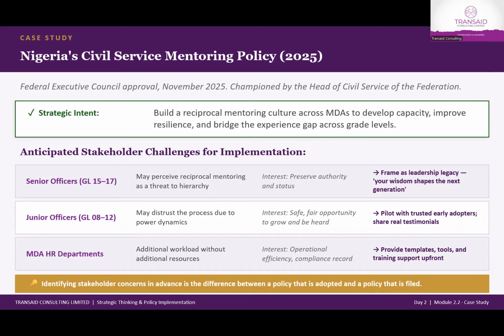This is the first time that we have four generations in the workplace. Let's take the Nigerian Civil Service, for example. You have the baby boomers, you have Generation X, you have the millennials, you have Gen Z. So you have people in their 50s, 40s, 30s, 20s.